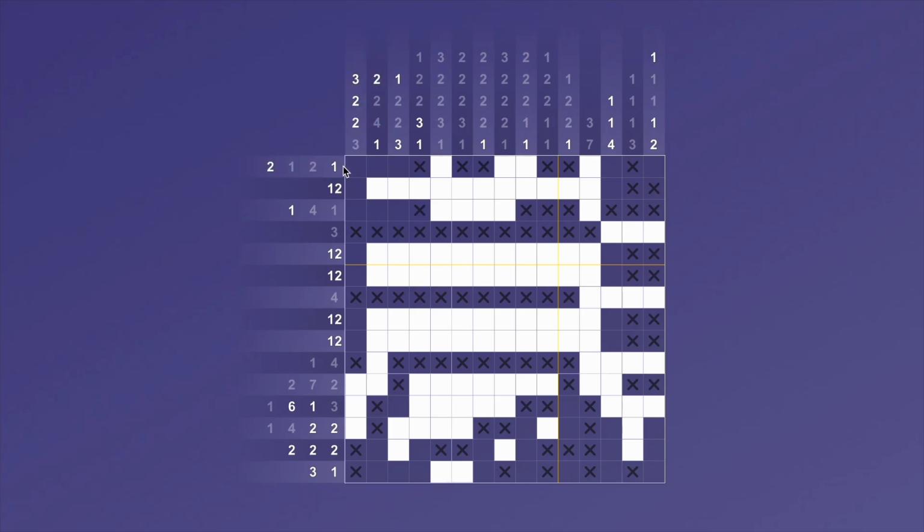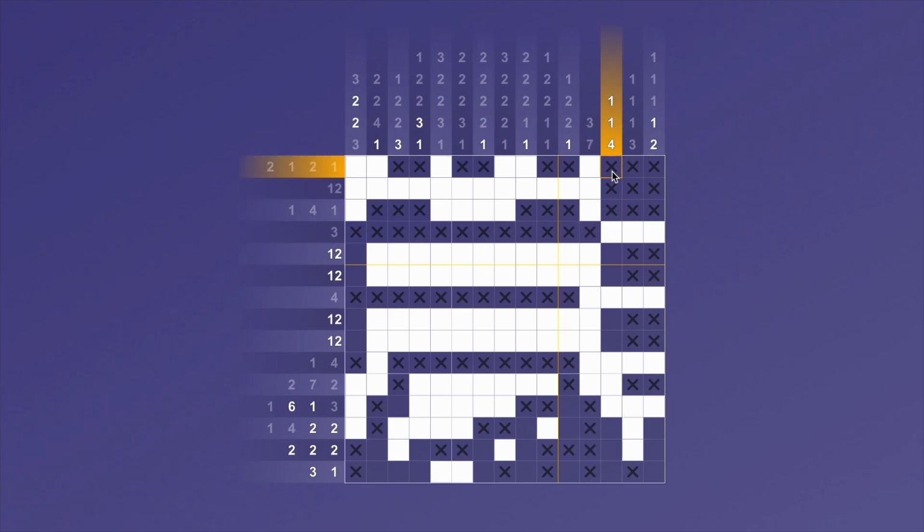Okay, this row 2, 1, 2, 1. So this row, the 2 will have at least 1 right there in the middle of these 3. Put an X for that. This column starts with 1, so X, X. So this 2 is 1, 2. This 3 is 1, 2, 3. So this row is complete.